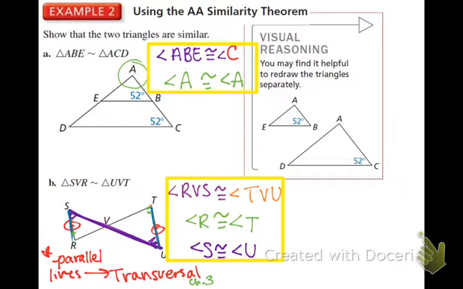So these would be your reasoning. I would write it off to the side. Why did we mark RVS? So RVS is this one.